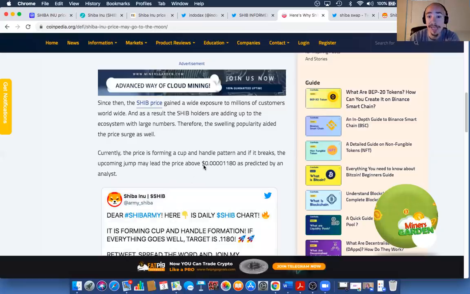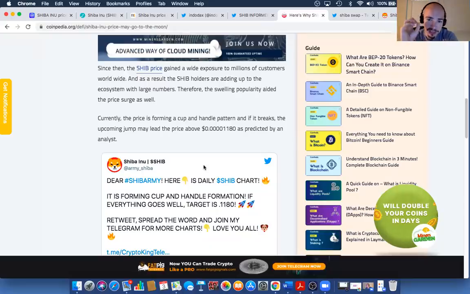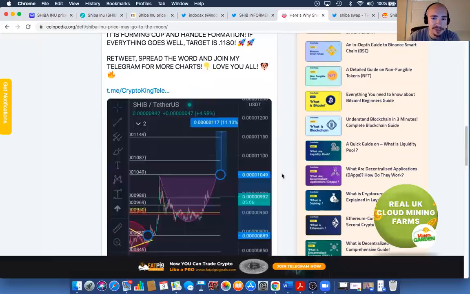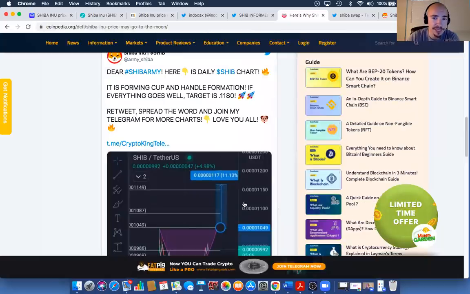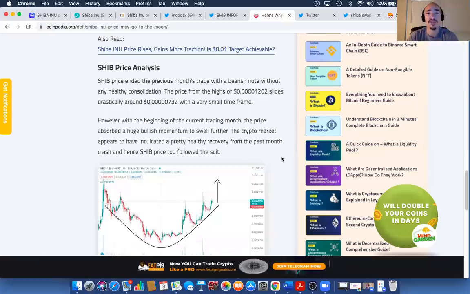Currently, the price is forming a cup and handle pattern, as we mentioned at the top of the video. If it breaks, the upcoming jump may lead the price to 1180. So again, this is an important level we're watching, 1180, as predicted by an analyst. So here was that cup formation forming this morning. Now we've come off this trend a little bit. This was a few hours ago before we started heading back down, but we could quickly retrace. We've seen it before with SHIB, and we've seen it with other assets as well. But an important area that we're looking at, that 1180 level, we haven't been able to get there as of late. But if we can, that would be a huge number to break. And then hopefully we can form some consolidation there at that 1180 mark.